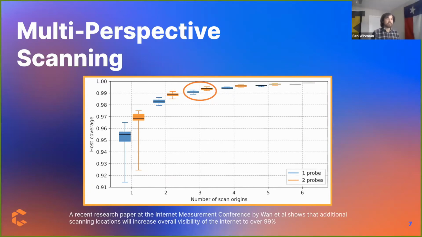One of the really exciting things for the new Universal Internet Dataset is that we have multi-perspective scanning. We scan from 3 scan origins, 1 in North America, 1 in Asia, and 1 in Europe. A recent research paper presented at the Internet Measurement Conference by Wan et al. shows that additional scanning locations increase internet visibility, with 3 perspectives giving you over 99 percent visibility, and there's only diminishing returns after that.